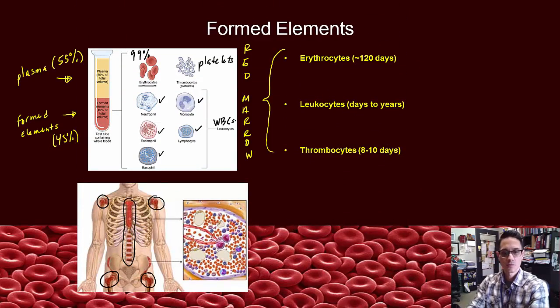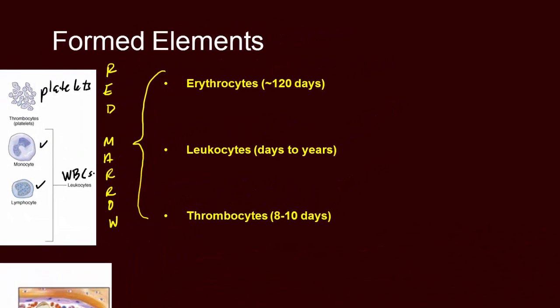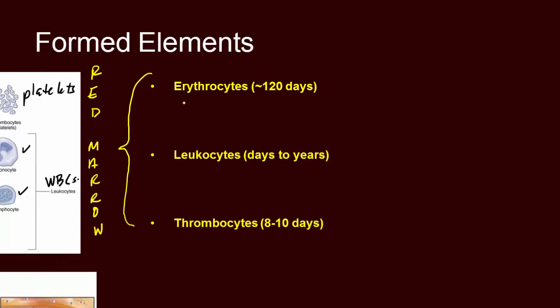Okay, so how long do these cells stick around? Well, red blood cells, they've got a very tough job to do. They've got to move all over the body, deliver oxygen to tissues. They're going to stick around for about 120 days, so between 90 and 120 days.